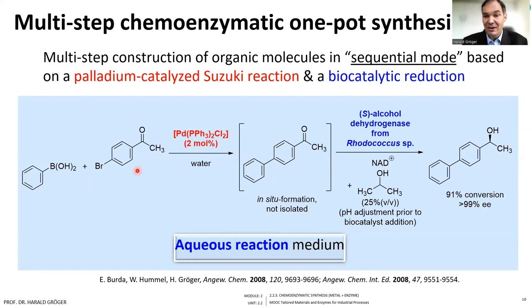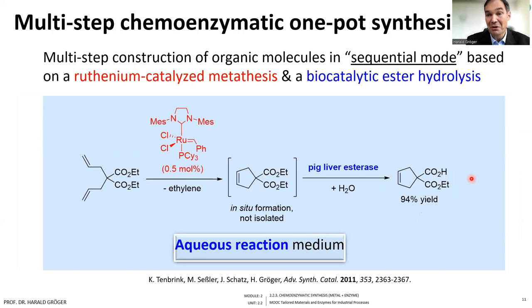Another reason is that the enzyme, which is capable of reducing a carbonyl moiety and which is needed here to form the corresponding alcohol, is also capable of reducing the carbonyl moiety of the substrate. So also from this perspective, it's advantageous to have a so-called sequential one-pot, two-step process running in water to the desired product. We're very excited that in the following years, we could show that many other types of chemocatalysts are capable of being used in water.